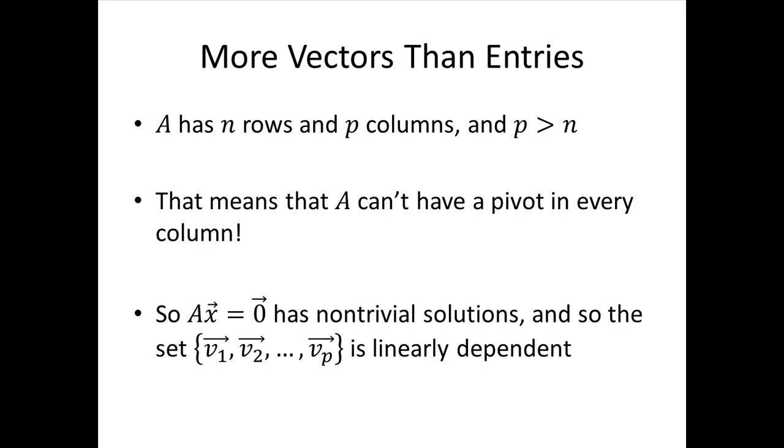So A has n rows and p columns, and p is bigger than n, so it has more columns than rows. But that means that A can't have a pivot in every column. Remember that when we row reduce a matrix, we think about the structure of the columns and the rows, and we want to try to get one pivot in each of our columns. But we can't do that because each pivot has to be in its own row. So we would run out of rows before we run out of columns. And so that means we have to have a free variable. Ax equals 0 therefore has non-trivial solutions, and that means that our set is linearly dependent.